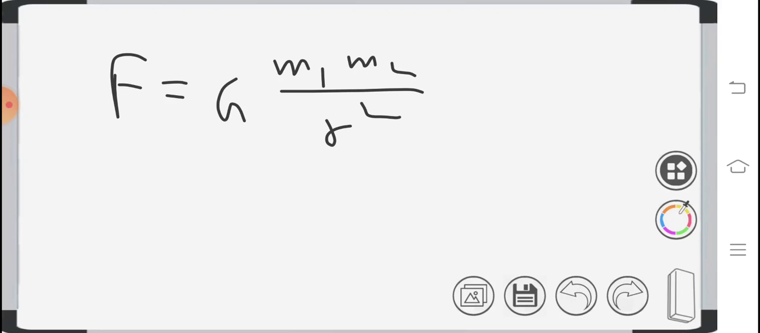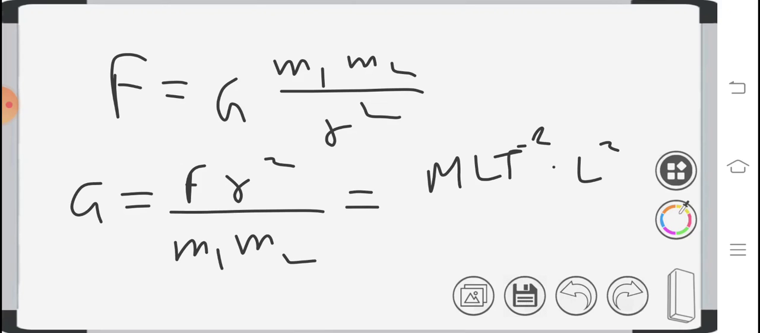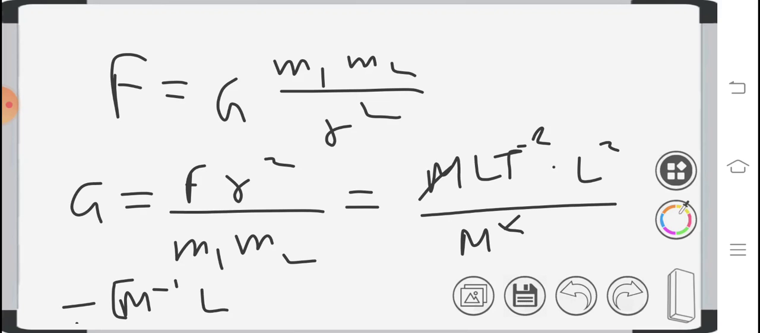Gravitational constant. We know according to Newton's law of gravitation, F is equal to G m1 m2 by r square. Taking out G, G will be F r square upon m1 m2. Force we have just found, that is M L T to the power minus 2, into r square which is L to the power 2, upon m square. M cancels, so we get M to the power minus 1, L to the power 3, T to the power minus 2. That is the dimensional formula for gravitational constant.